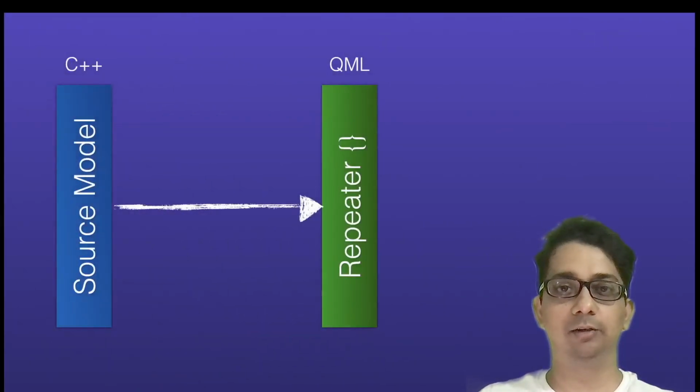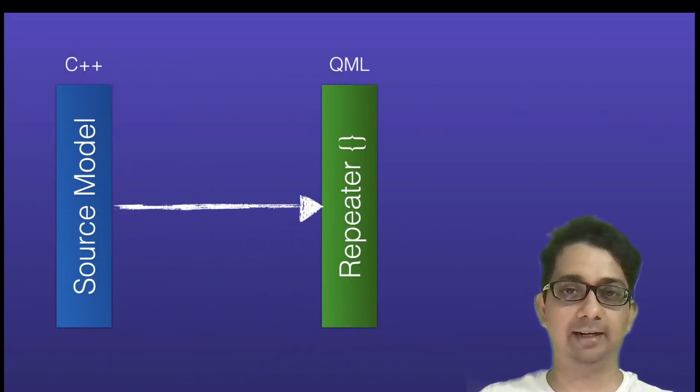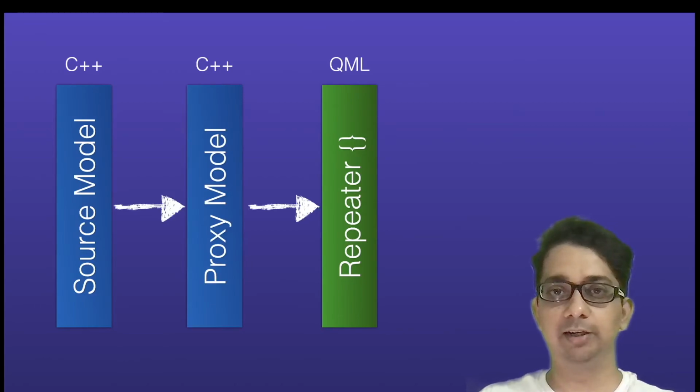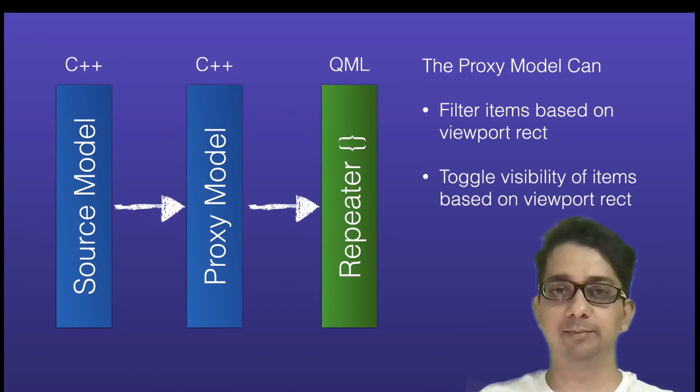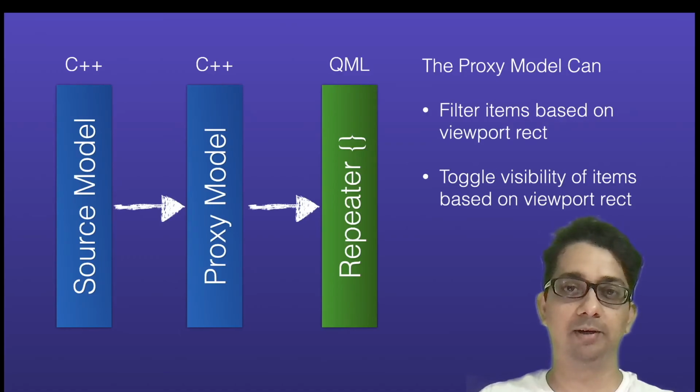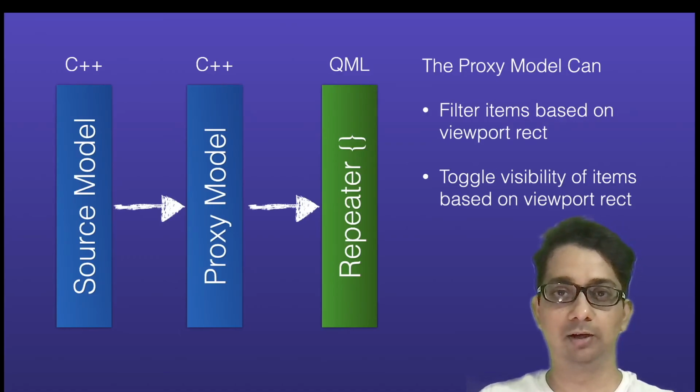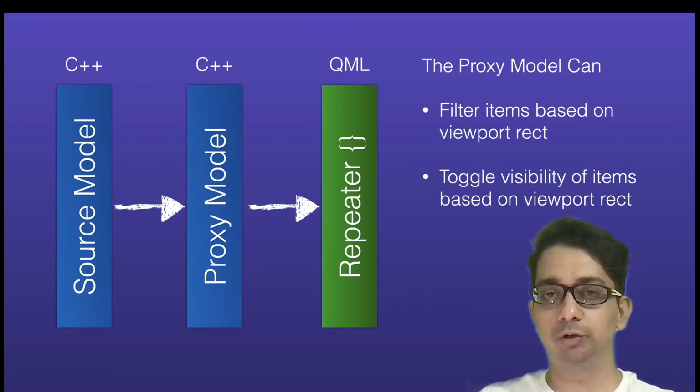Now, rather than hooking up the source model directly with the repeater, we can introduce a proxy model in between. This proxy model is also written in C++. The function of this proxy model is to filter items based on whether they show up within the viewport rectangle or not, or at the very least, toggle visibility. This way, we ensure that we don't throw too many items to the render queue or even the memory.